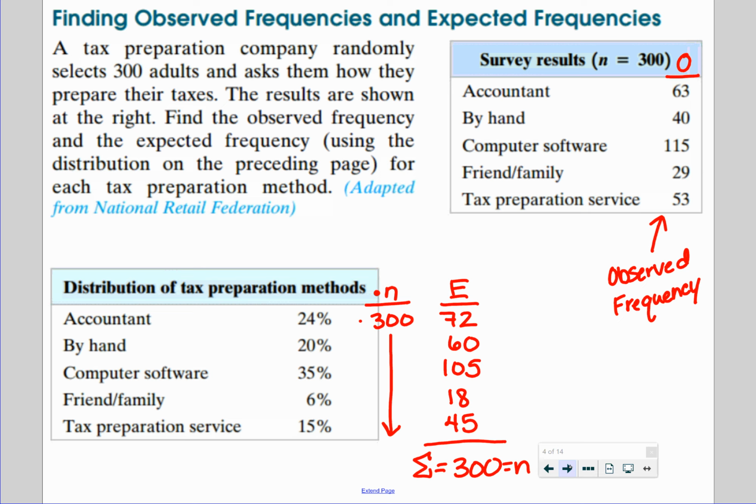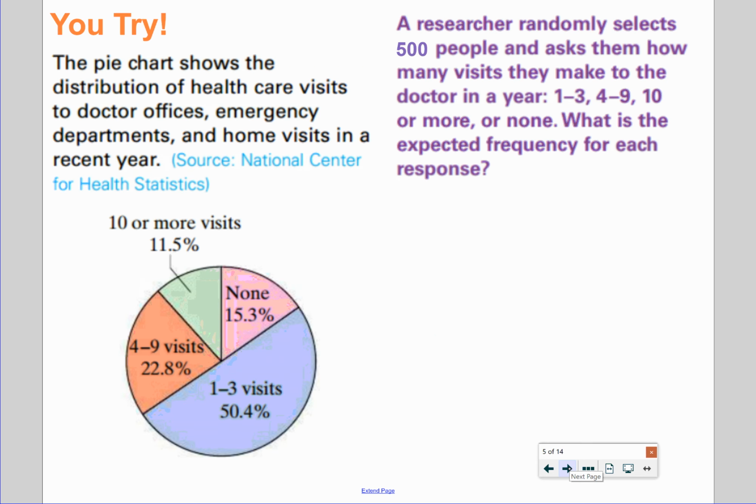Okay, the next slide on your paper is yours to try. We've got some survey results here. Calculate the expected frequency for each type of response seen in the pie chart. I'll give you a minute and then we'll check our answers.